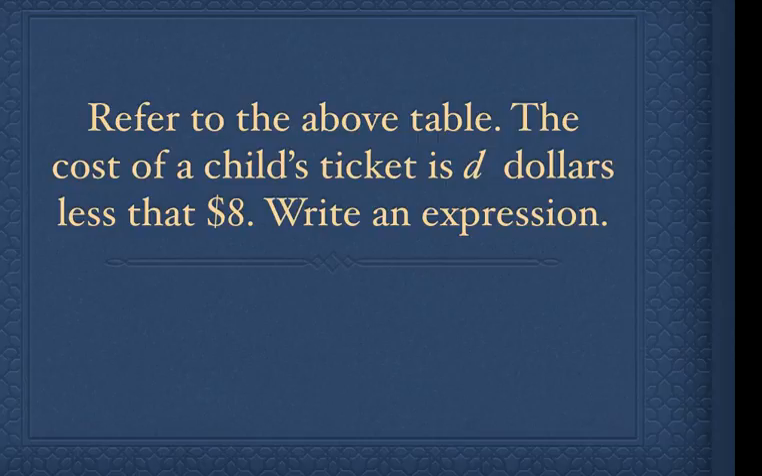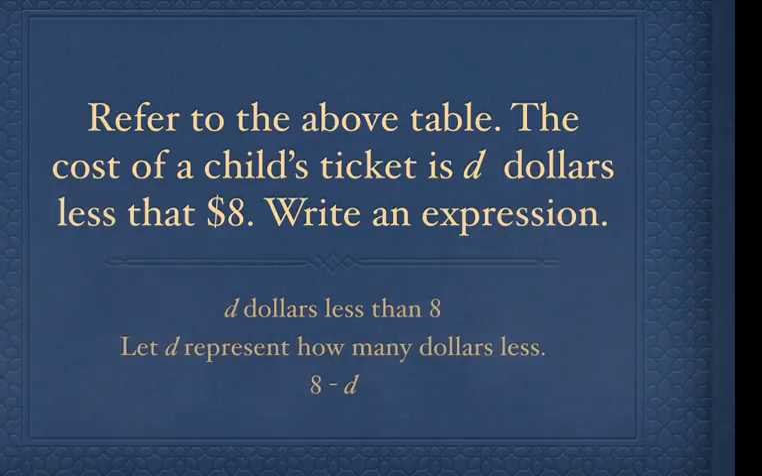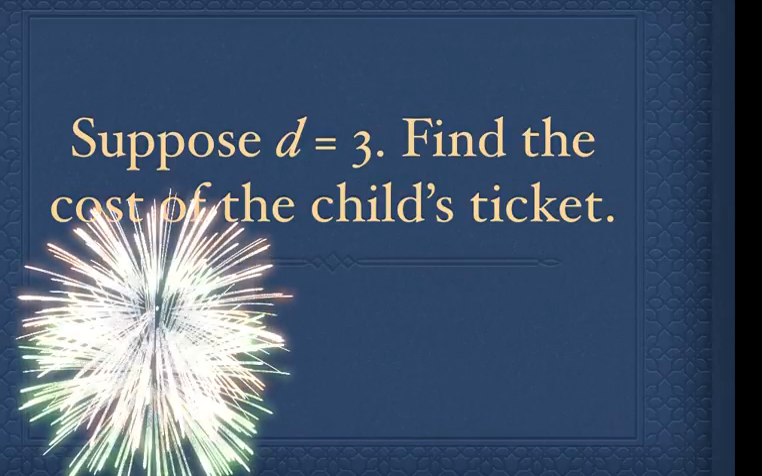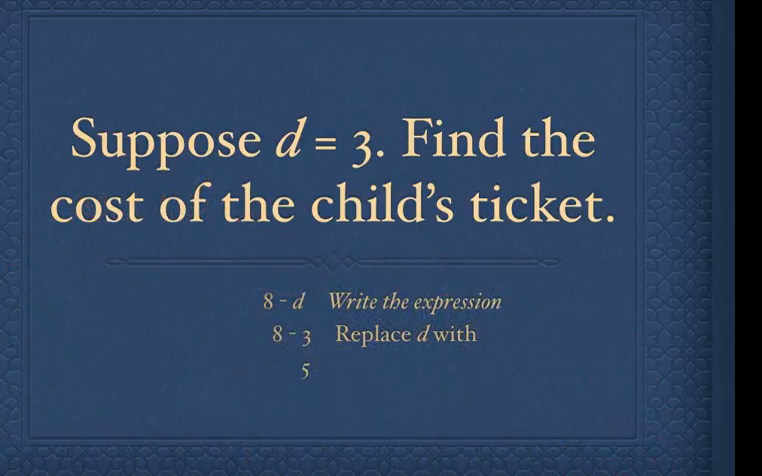Write the expression, because remember the adult ticket was $8 and a child's ticket is D less than 8. So we're going to write that expression. So $D less than 8, let D represent how many dollars less. So 8 minus D. Suppose D equaled 3. Find the cost of the child's ticket. Well, 8 minus D is the expression. Then we fill in our variable with the actual 3, so 8 minus 3, basically replacing that D with the 3, and then we get 5.